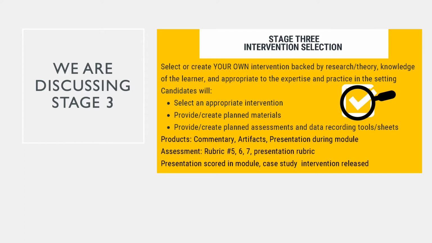You're going to submit your commentary, any artifacts that you develop or that come with the intervention that you've selected, and you're going to deliver a presentation during module. The assessment rubrics that align with Stage 3 of the EBP commentary are 5, 6, and 7. Additionally, there is a presentation rubric that you can also find on ReggieNet under EBP Documents.